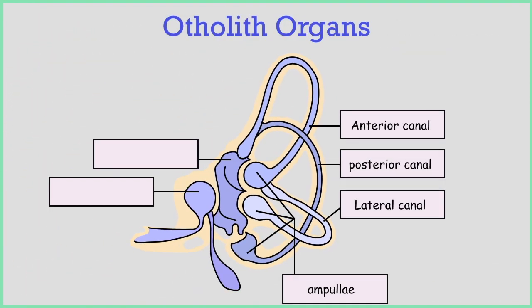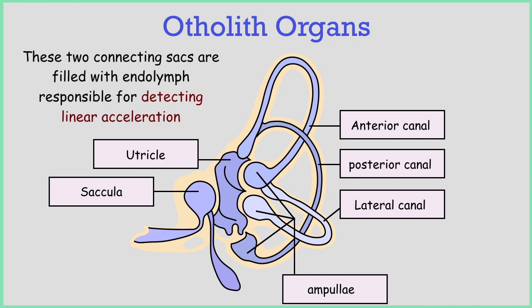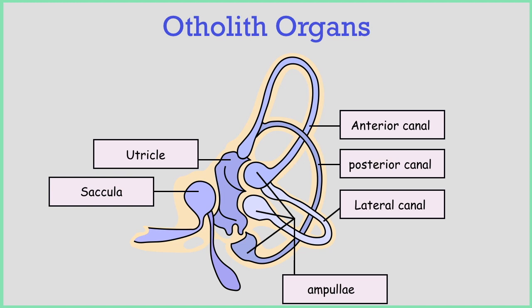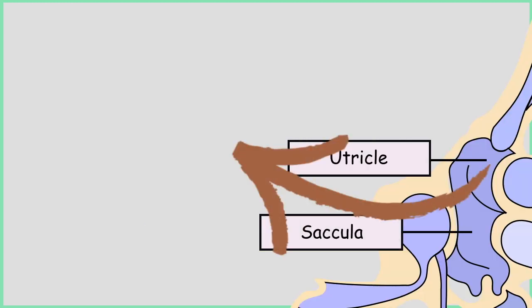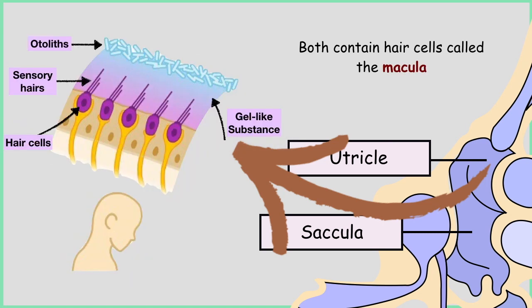Otolith organs consist of the utricle and saccule. These 2 connecting sacs are filled with endolymph and are responsible for detecting linear acceleration. The utricle responds to horizontal movement, while the saccule detects vertical acceleration. Both also contain sensitive hair cells called macula. Each macula is enclosed within a gelatinous layer. The top of this layer is covered with a layer of calcium carbonate crystals called otoliths. Tilting of the head allows gravity to pull the otoliths forward, triggering activation of the hair cells.